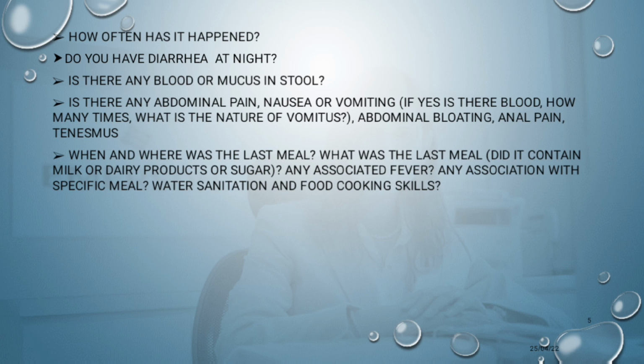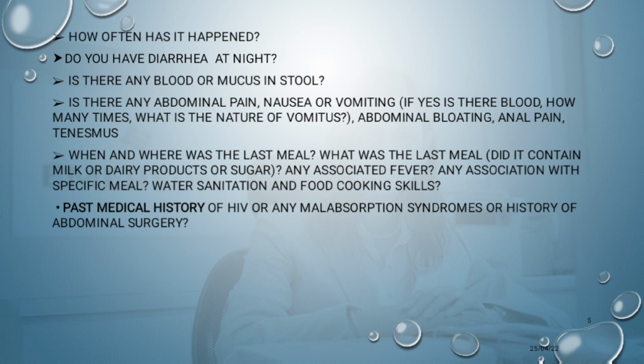When we say when and where, the reason we are asking about where is that if the patient went to a party, then that's where they last ate the food. If they bought street food from the streets, that's an important thing to know. So you have to ask where the last meal was, before the diarrhea started. That's a very good question to ask.